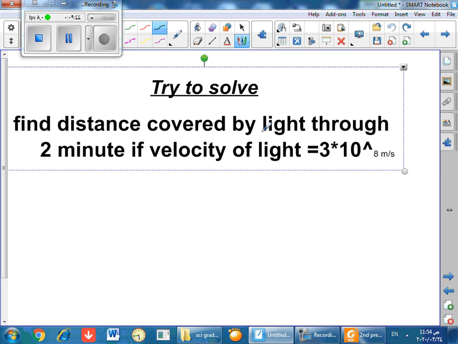We said before that light is electromagnetic waves, and is it transverse or longitudinal? Excellent, student. It is transverse: electromagnetic and transverse waves.